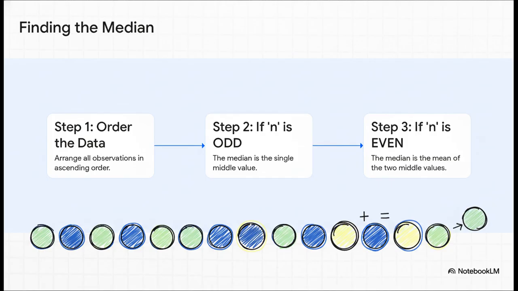Now, finding that middle value has a little trick to it. If you have an odd number of data points, it's easy. There's one number right in the middle. But if you have an even number of data points, you'll have 2 numbers in the middle. No problem. You just take the average of those 2, and that's your median.